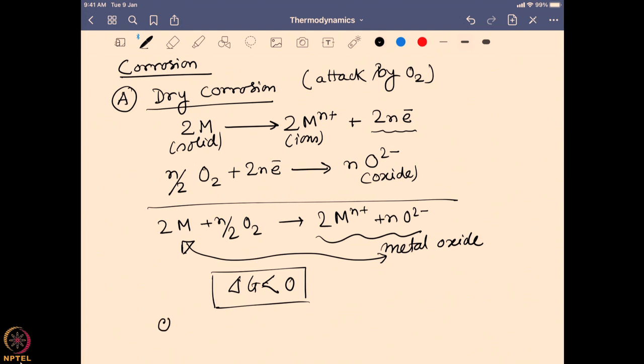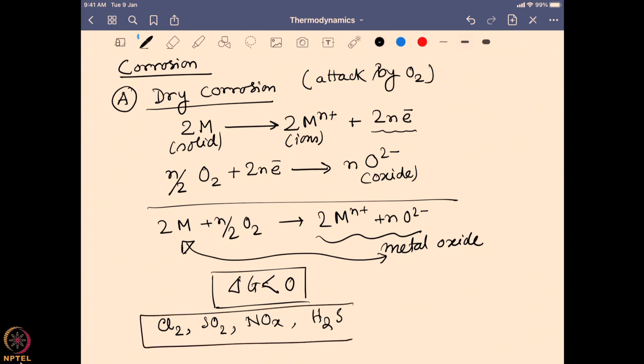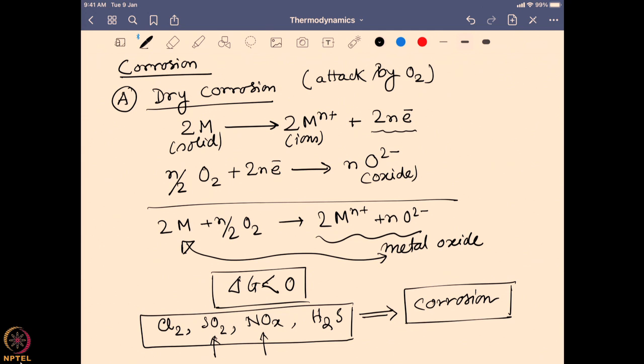And not only oxygen present in air can do that, there are also some other strong oxidizing agents like chlorine, sulfur dioxide, nitrogen oxide, and even hydrogen sulfide that can also play a role and trigger the corrosion of a metal. And these gases are always present in the atmosphere, and especially on the industrial scale, near the industry, we are producing a huge amount of these gases, especially the sulfur and nitrogen based oxides. And those are actually acting as an oxidizing agent to degrade the quality of the metal and initiate the corrosion process. So that is what is actually happening during the dry corrosion.